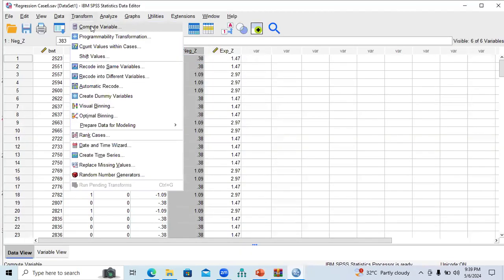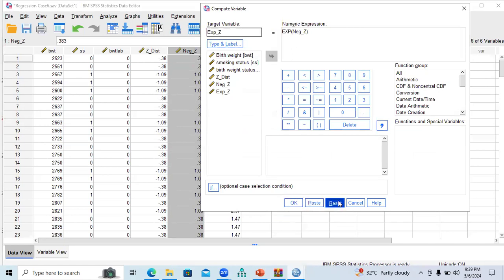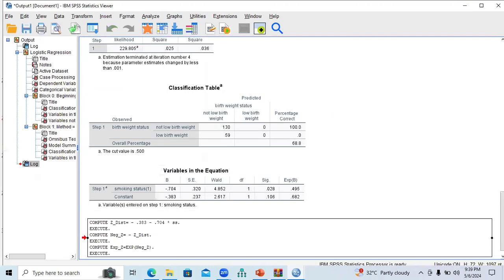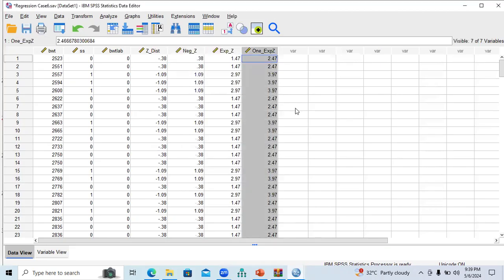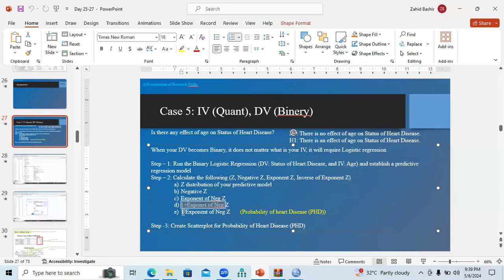So we go to transform, compute variable, reset, and then 1 plus exponent Z. So what we need to do, we need to write here 1, then plus, and then double click exponent Z. Click on OK, and it will execute 1 plus exponent of negative Z. You can see here like this. Now, after doing this, the next step was 1 divided by 1 plus exponent of negative Z.